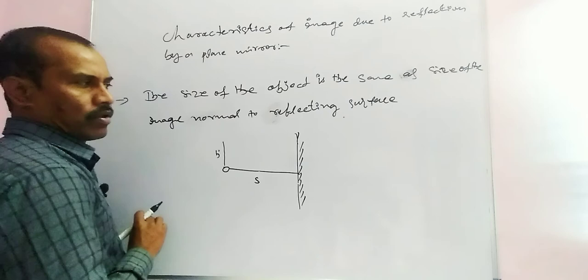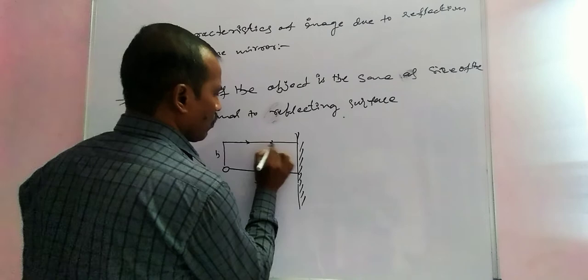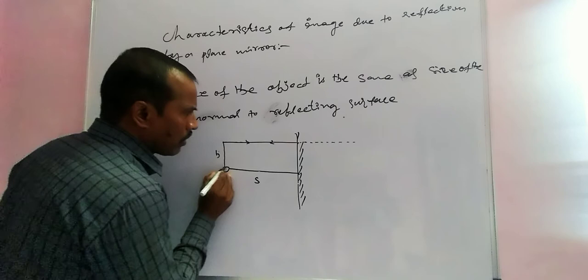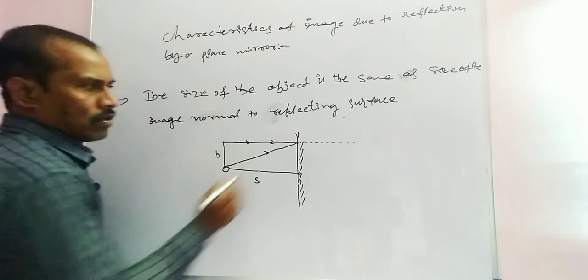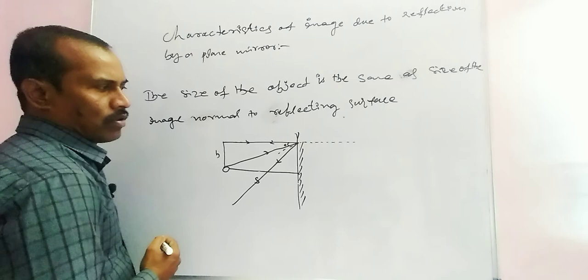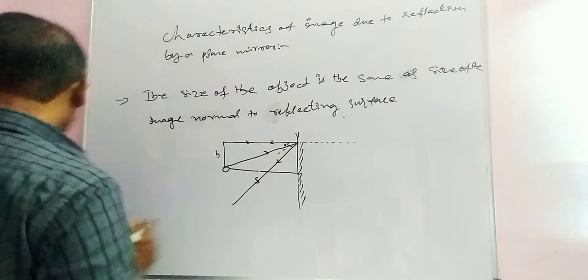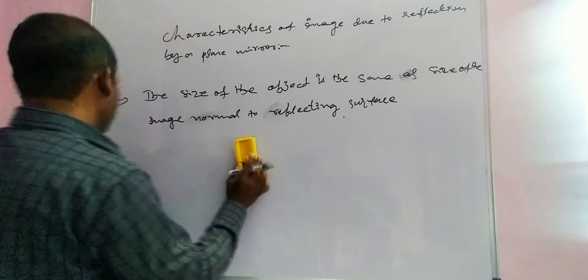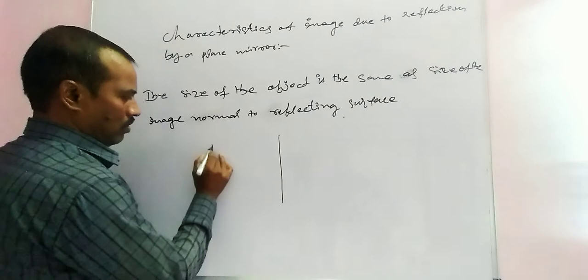One light is incident on the plane mirror, and this is extended up to the back. Another ray is incident on this point. So this is an incident light. This one here is the reflecting light, and this is the normal. Now this angle after reflection here. Once again, here, this is the plane mirror.